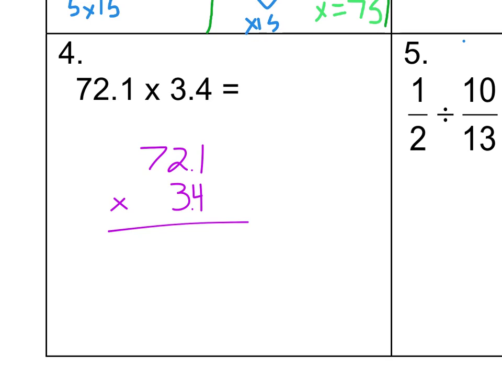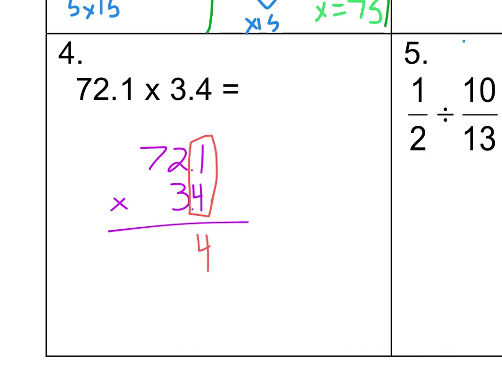What I do need to recognize is that in 72.1 or 72 and 1/10, I have one place value that is a decimal, and in 3.4 or in 3 and 4/10, I have one place value that is a decimal. So that gives me a total of 2 decimal place values. And those 2 decimal place values will show up in my answer. So now I'm going to go and solve it.